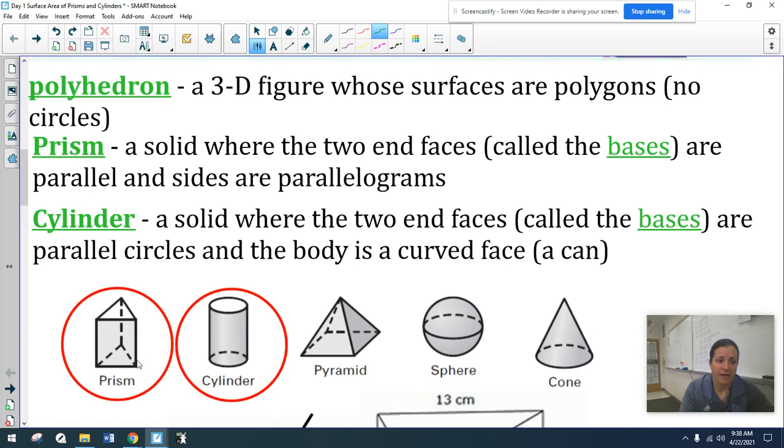So a prism looks like this. It can be a couple different kinds of figures. It can also be a cube. It's just a solid where the 2 end faces, which we already called the bases, are parallel and the sides are parallelograms, meaning rectangle, square, rhombus, all those things that we learned. And a cylinder just looks like a can. That's why I put a can right there. It's a can of soup. So it's a solid where the 2 end faces are circles. Those are the bases. And then the body is just this curved kind of surface.